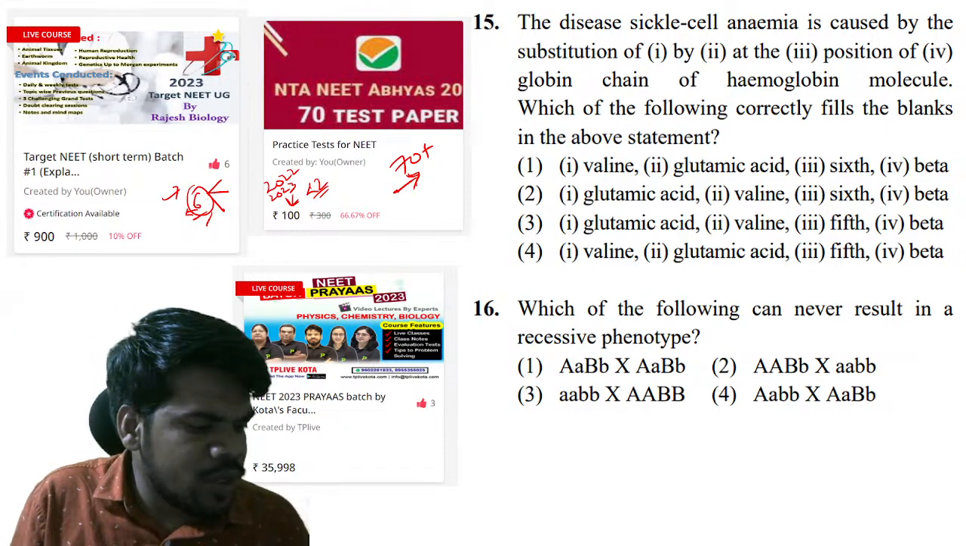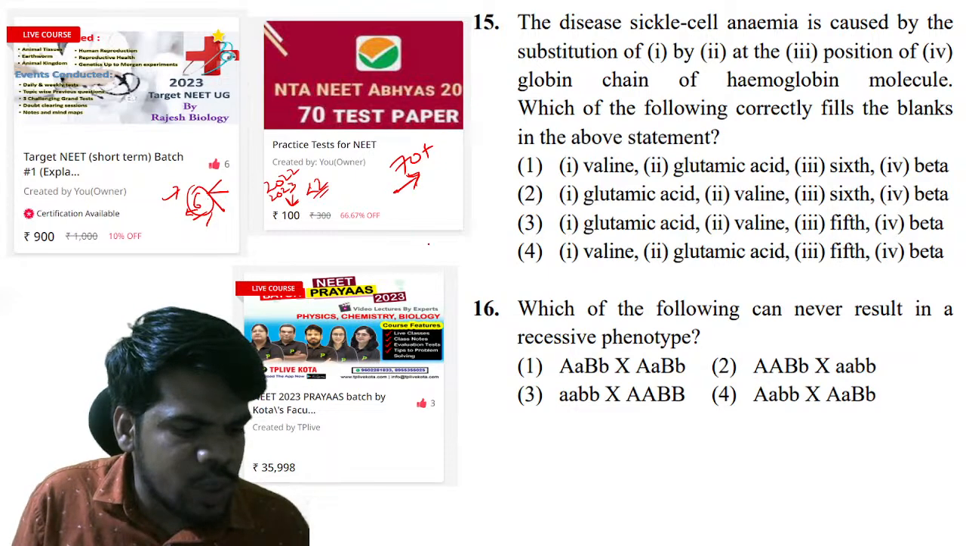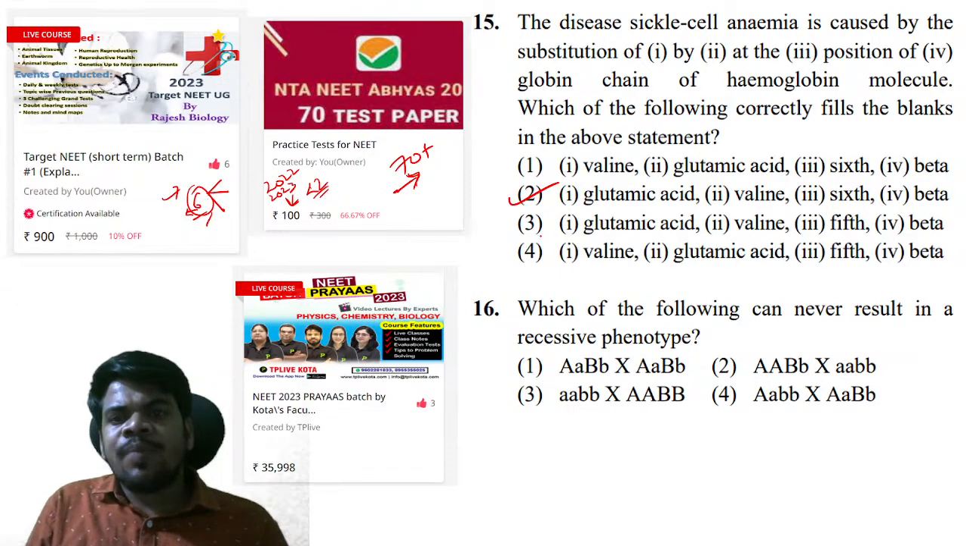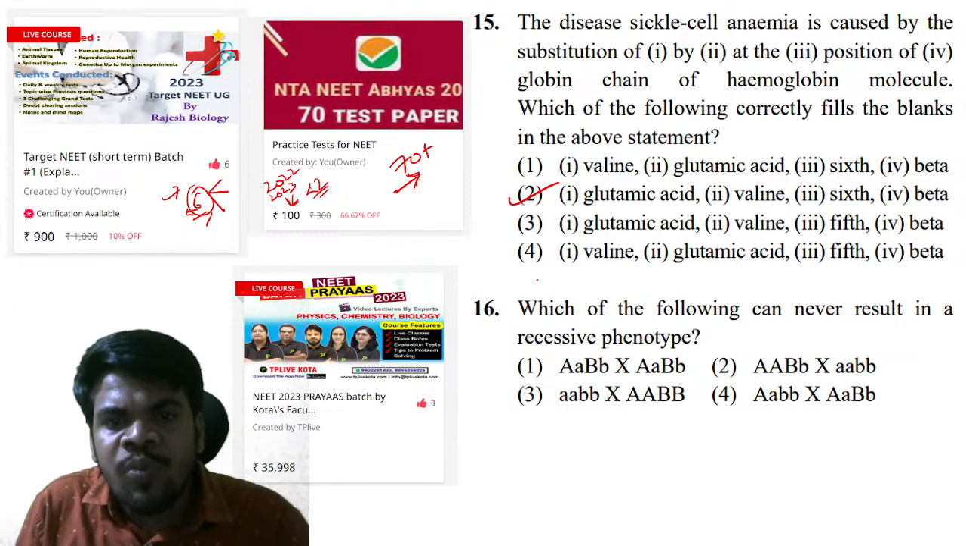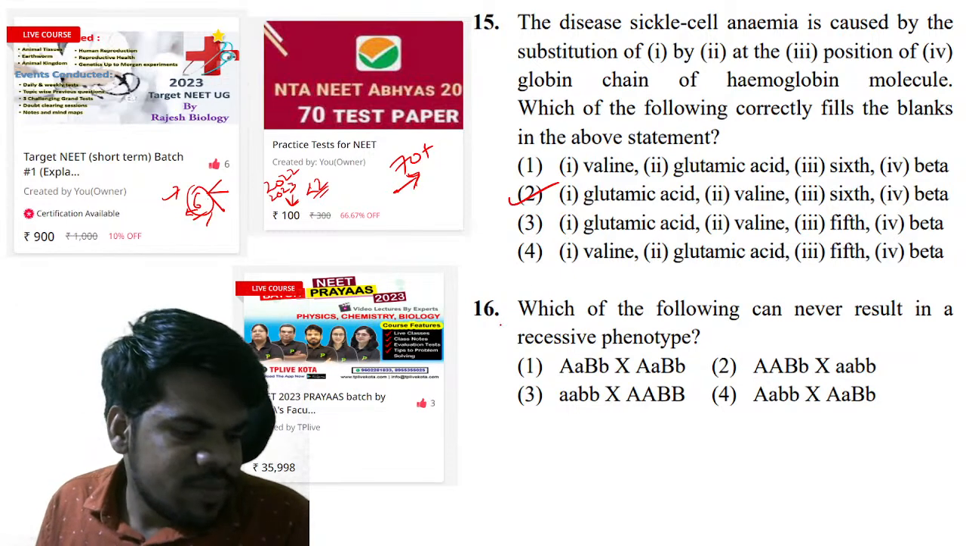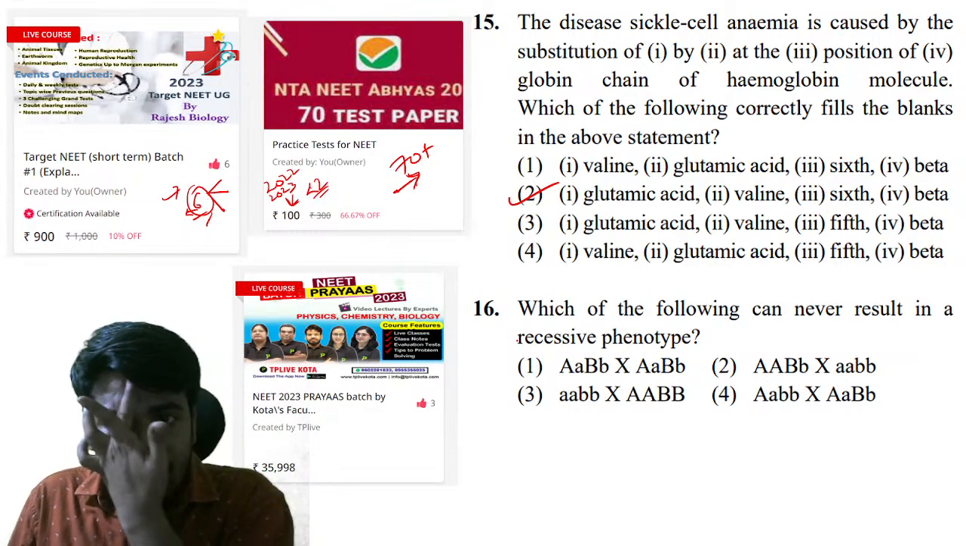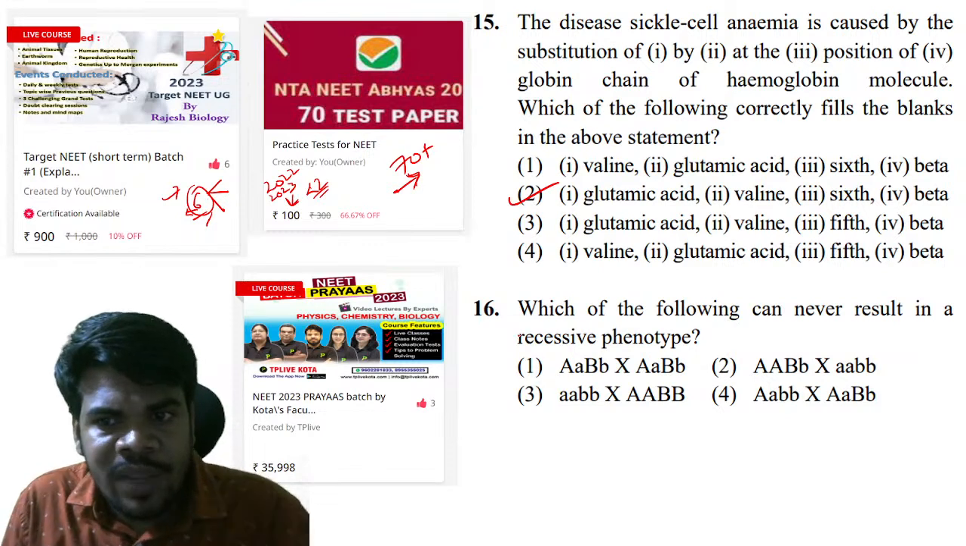Now come to the 15th question. Yes, the right answer is 2, given by Gnaneshwari first. Very good. The glutamic acid is replaced by the valine at the 6th position of beta chain. 16th question. Which of the following can never result in a recessive phenotype?